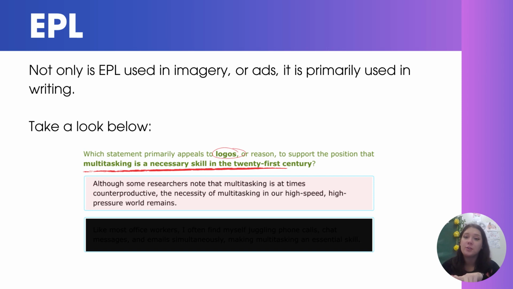It says, although some researchers. First things first, facts, figures, experts, researchers, studies, evidence, all of that can be summed up into the word researcher. That shows it's logos, logic, reason. It also provides the counterclaim. Remember that I said sometimes an example of logos is to provide the counterclaim or the opposite opinion, and to counter it, like, yeah, I know you might think the opposite of me, but here's why you're wrong. And they do that here. It says, although some researchers note that multitasking is counterproductive, the necessity of it in our high-speed, high-pressure world remains. So they give you the counter, the opposite thought, to say, hey, look at me, I've got a backup. I know how to prove that I'm right. So that is definitely logos.